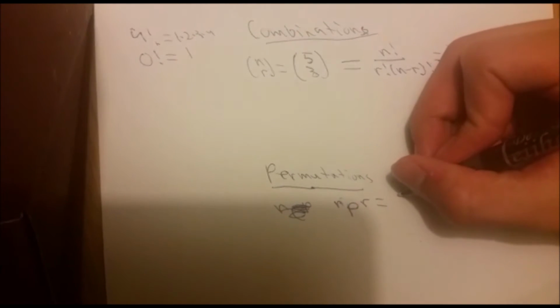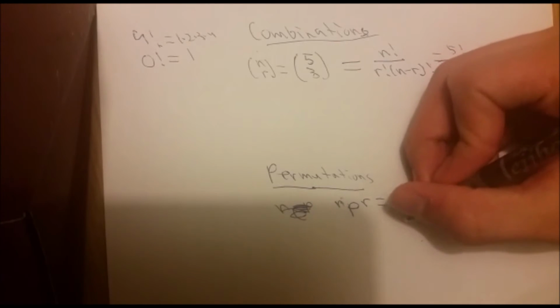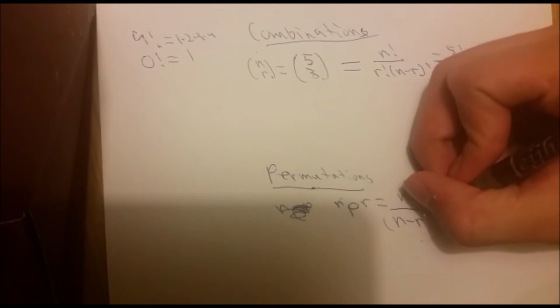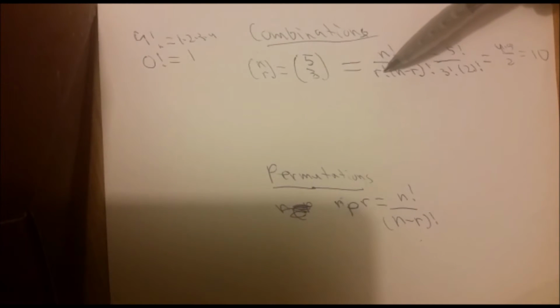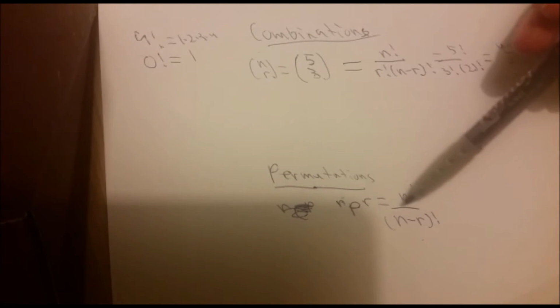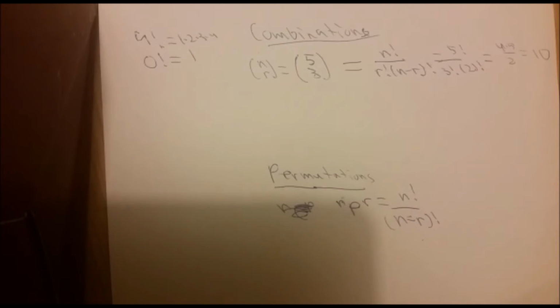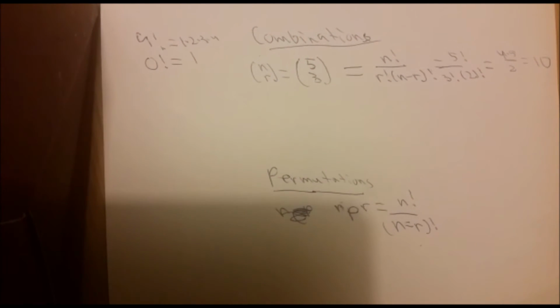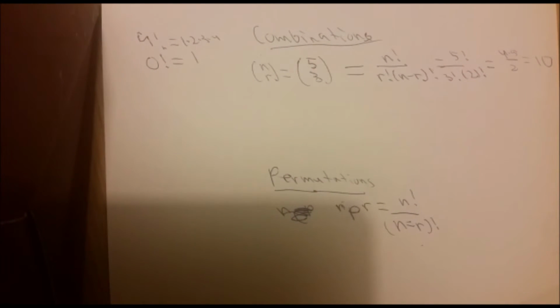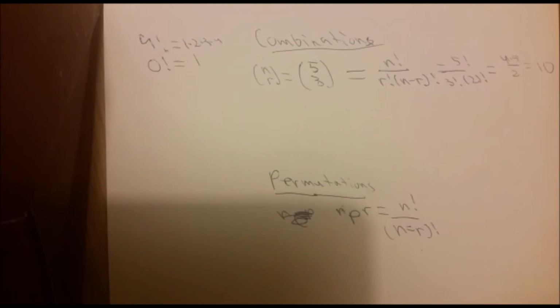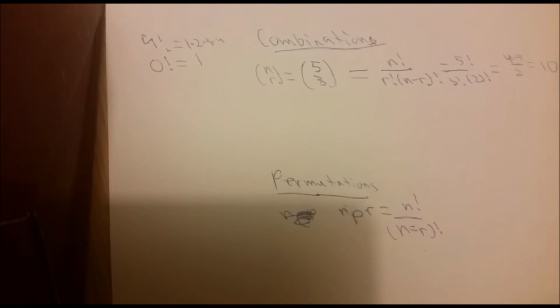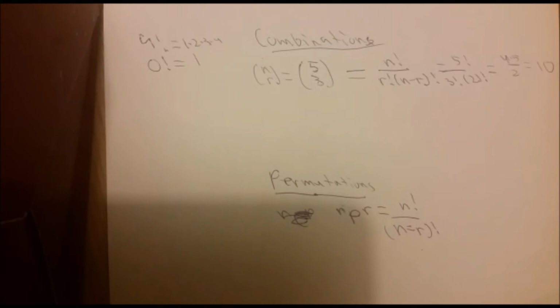And that's just equal to n factorial over n minus r factorial. So the only difference is that in combinations, you also divide it by r factorial. Here, you only divide by n minus r factorial. You can actually do combinations and permutations in the calculator instead of having to solve these things. So if you've got a paper 2 question, and you have those, just do it in the calculator instead. It's way faster.